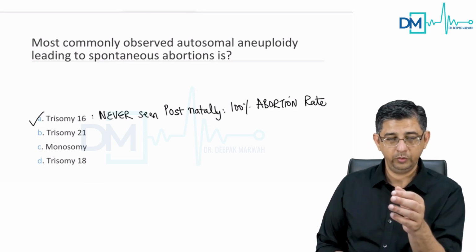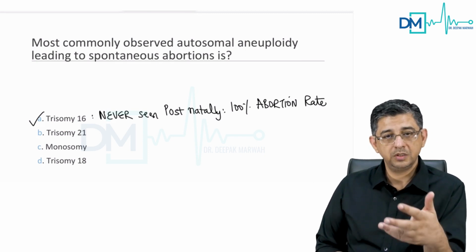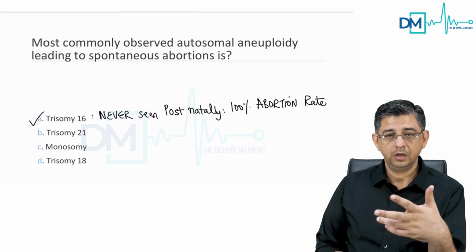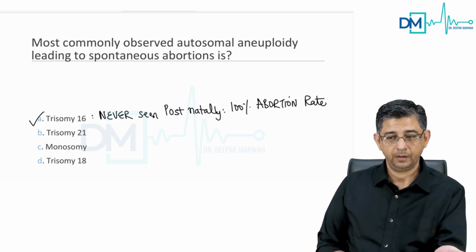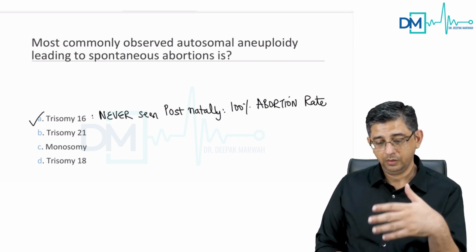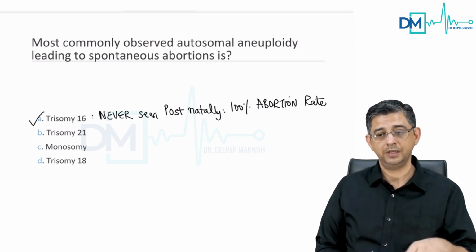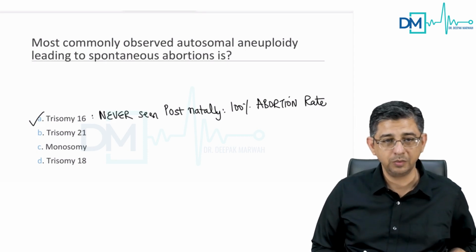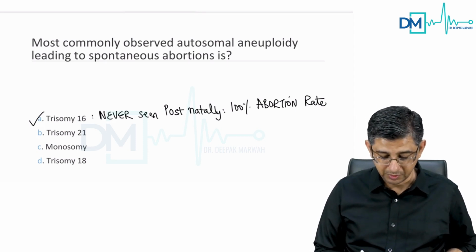You all know, even your gynecologist would tell you that spontaneous abortions are due to defective chromosomes, and second trimester abortions are due to cervical incompetence. You all know that. Now here they went a little deeper and said, okay, chromosomal abnormalities, which one? And that would be trisomy 16. That is, A is the answer to this question.